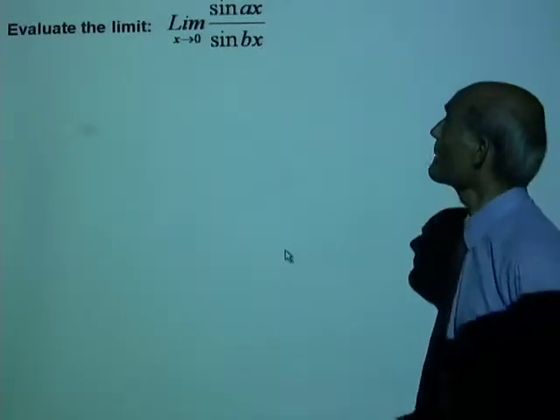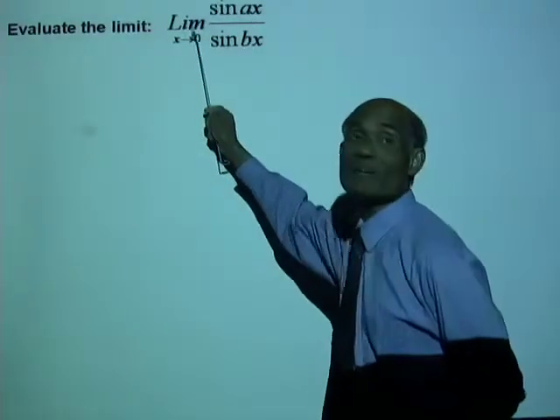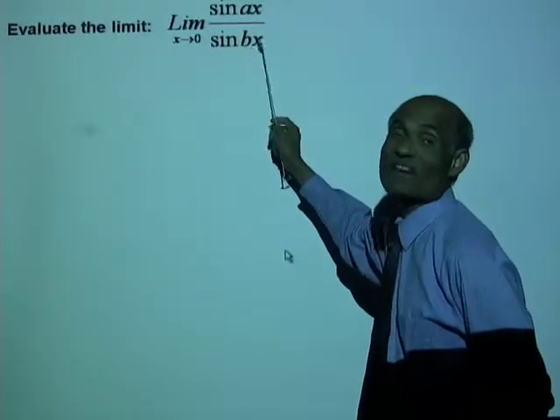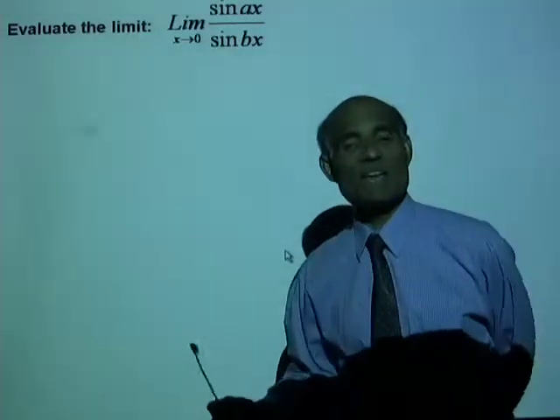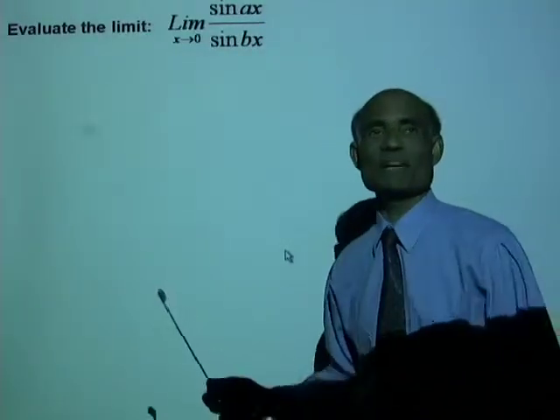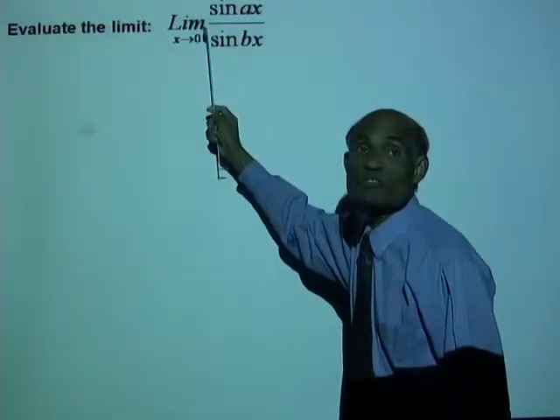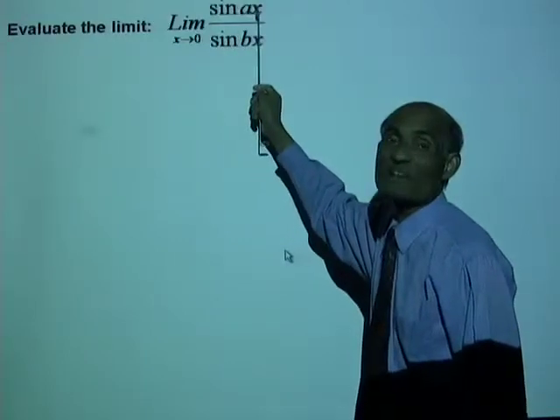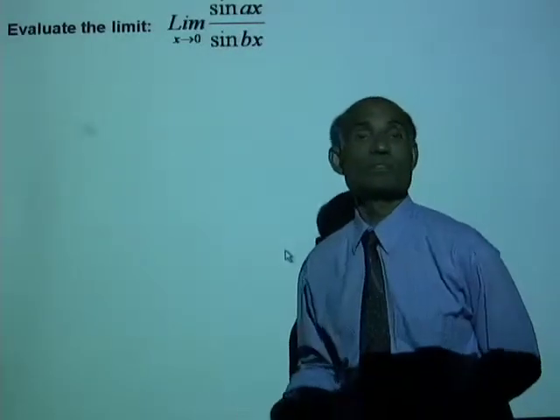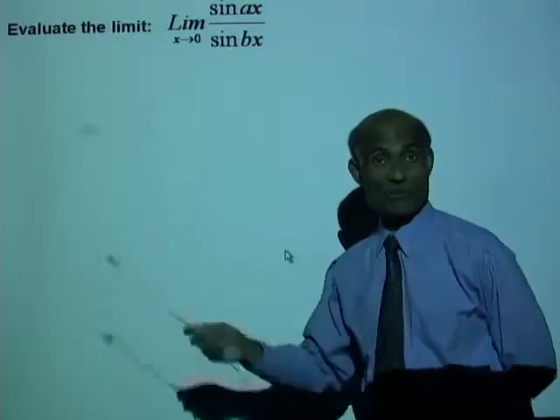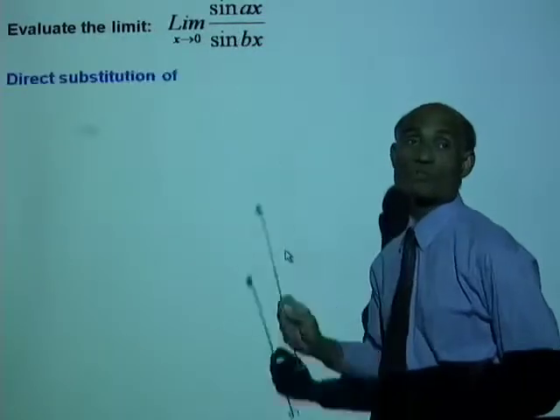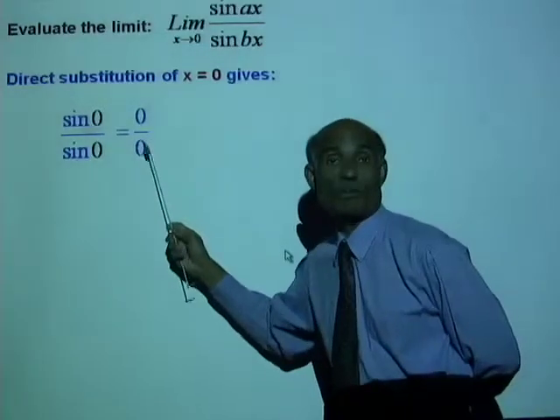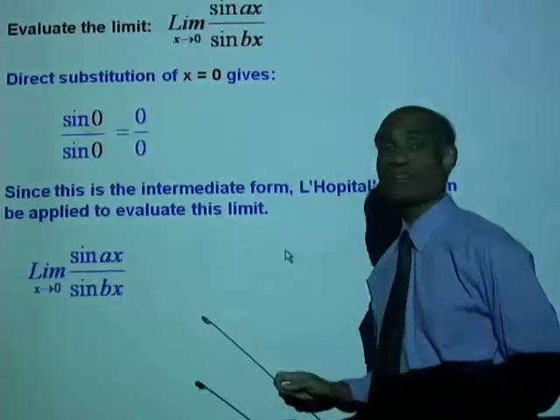Another one. Evaluate the limit. Limit x approaches 0, sine ax divided by sine bx. Can you replace x by 0 and tell me what form this is? When x equals 0, you get sine of 0. What is sine of 0? Sine of 0 is 0. So you get 0 over 0, and that is an indeterminate form. Therefore, we can use L'Hopital's rule.